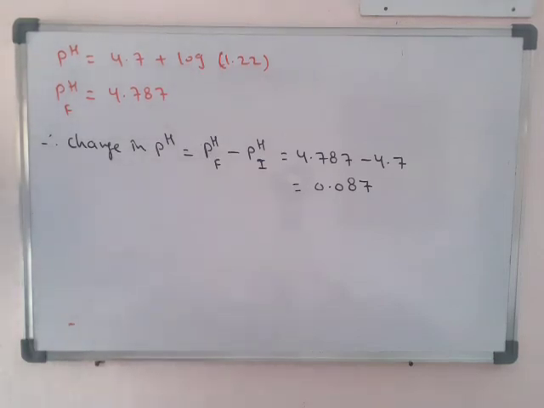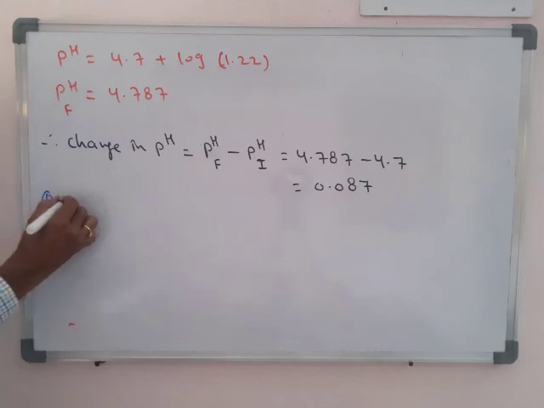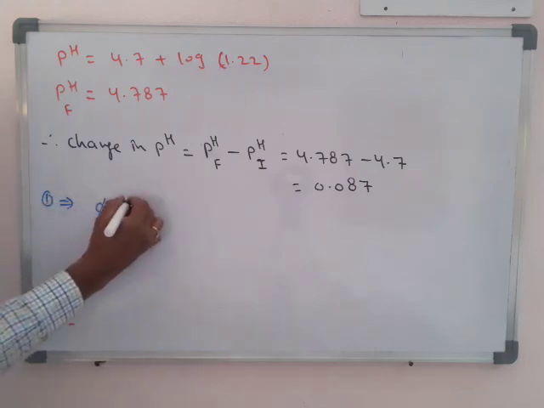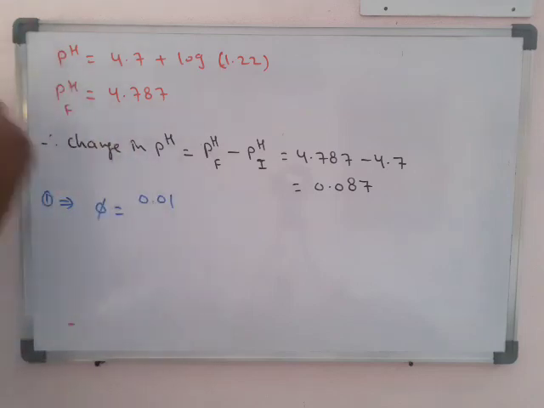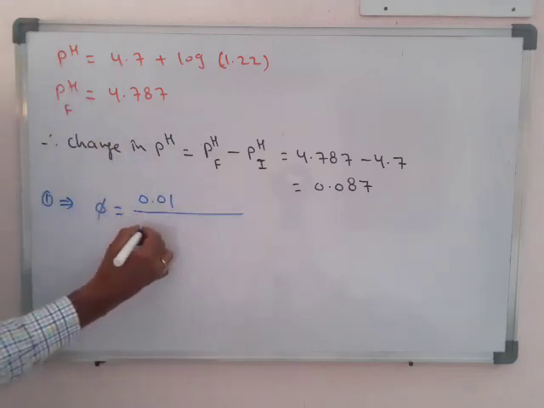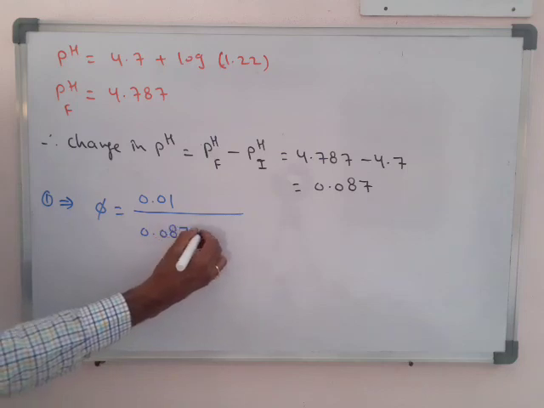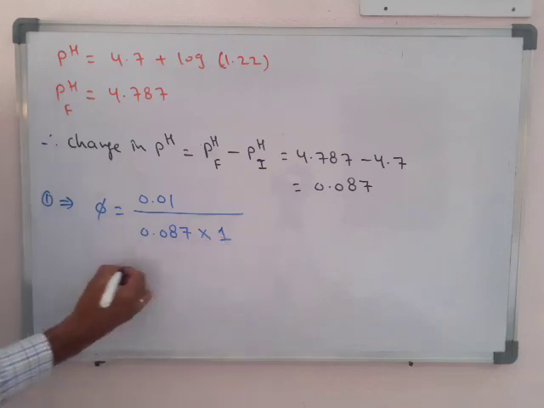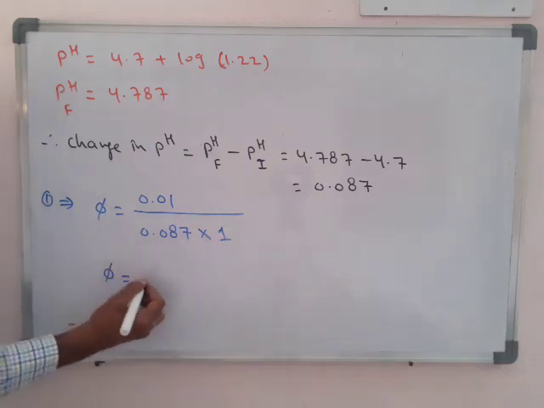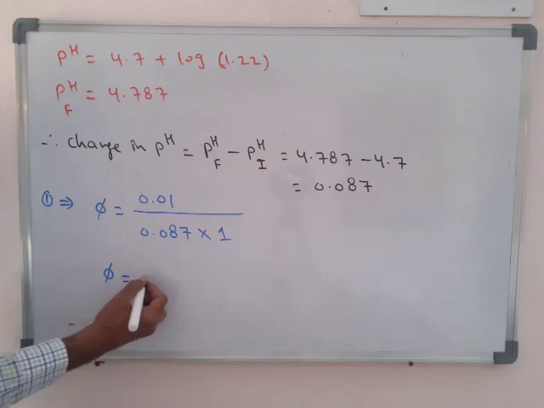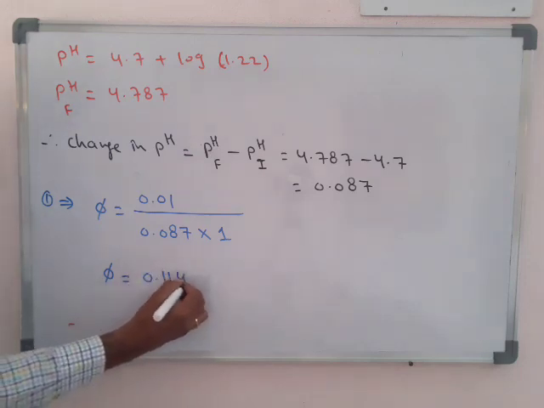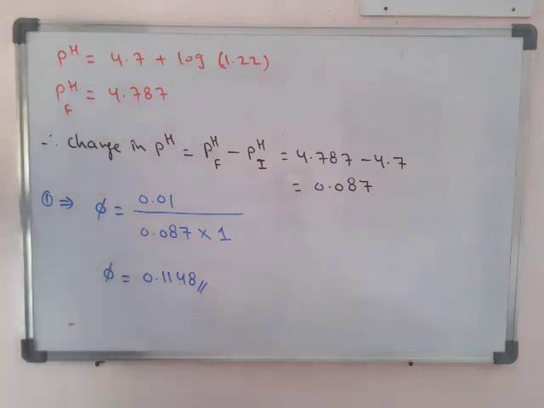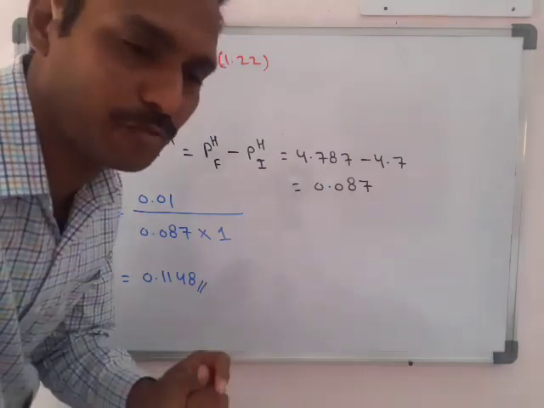Now we are able to find the buffer capacity by substituting it in equation 1. So by substituting in equation 1, what is the phi value? The number of moles of acid or base added, 0.01. The change in pH, 0.087. The volume is already given, 1 liter. So on this overall calculation, we will get 0.1148. The buffer capacity of the solution is 0.1148.